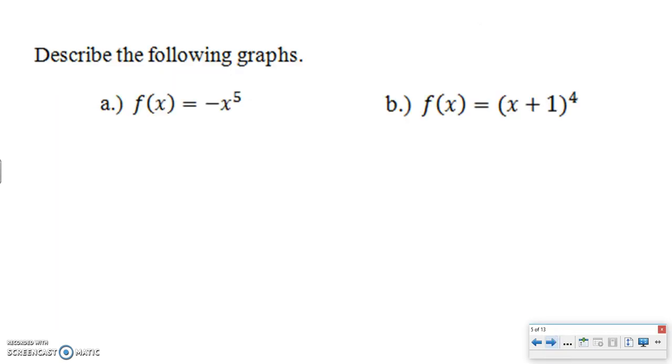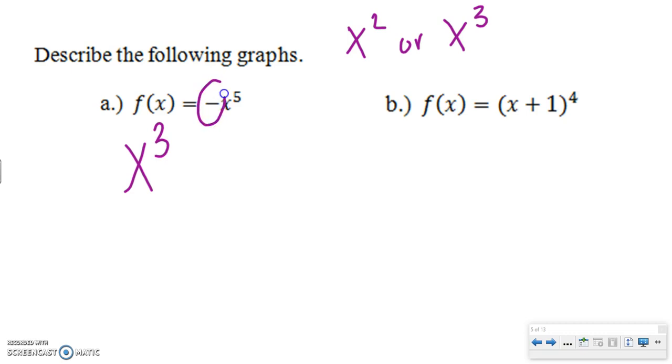But what I first want to look at is the following function: f of x equals negative x to the fifth. What do you know about that graph? What can you tell me so far? I initially had said that all odd power functions have the same end behavior, and all even power functions have the same end behavior. So is this going to look more like x squared or x to the third? This will look similar to x to the third because of that odd degree.